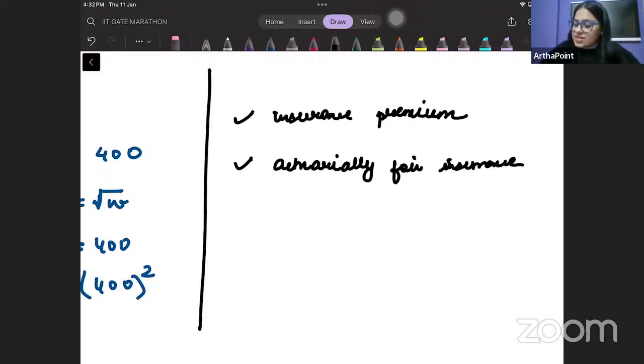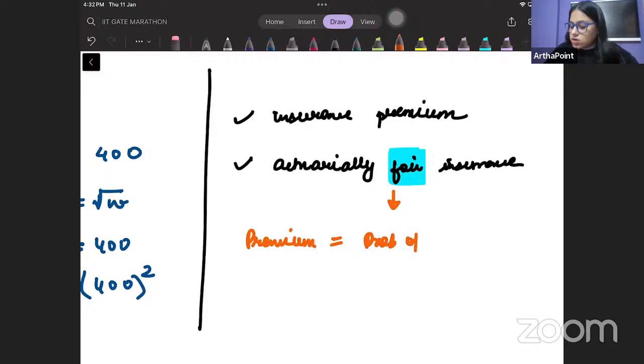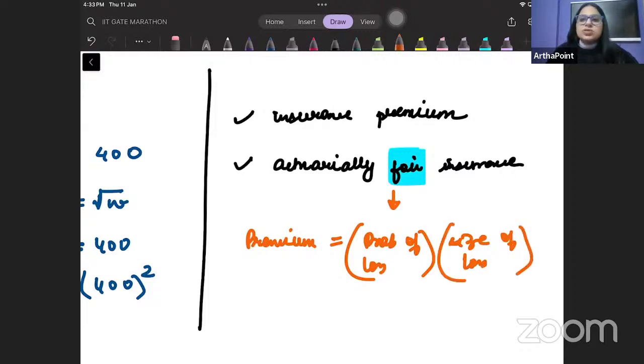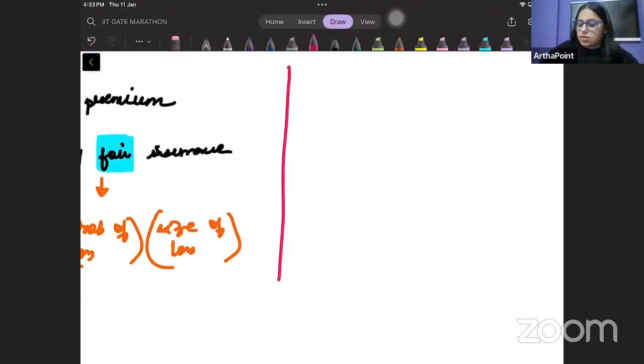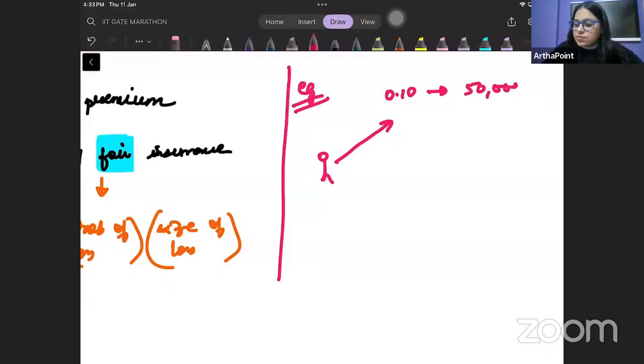So we had said that fair means that you will pay a premium equal to probability of loss into size of loss. This is the formula for actuarially fair insurance. So for example, if I tell you that there is this person and he can get a heart attack 10% of the time. If he gets a heart attack, he will not be able to work and he will lose 50,000 wealth. 90% of the time he will not have any heart attack and his wealth will be, say, 2 lakh.